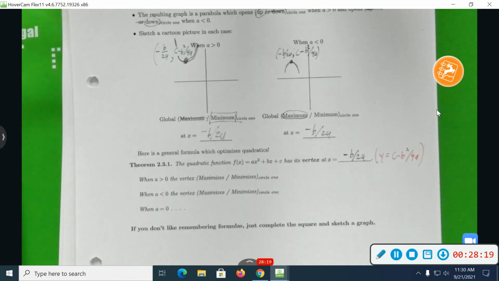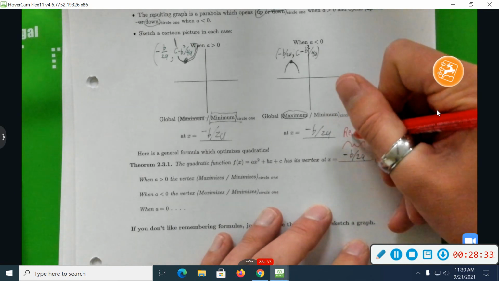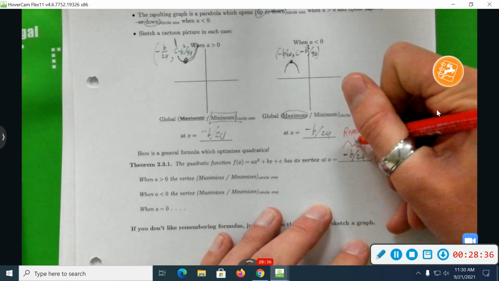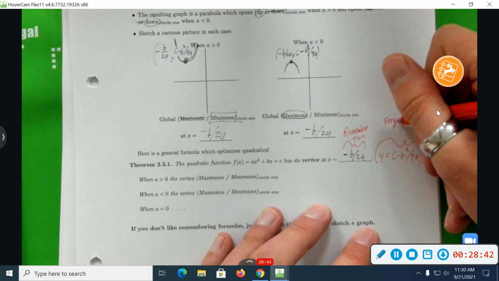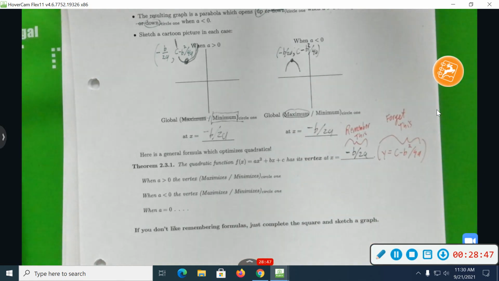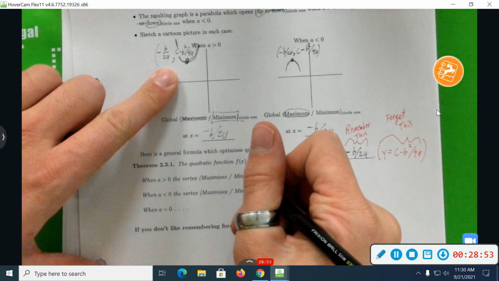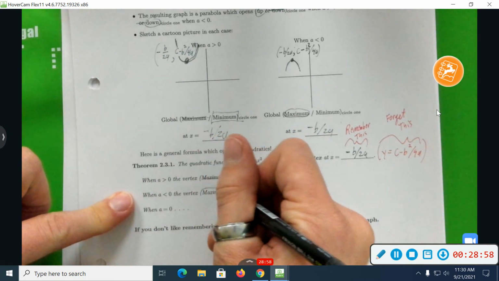But in any given problem, if you want to remember how to find the x-coordinate of the vertex, you can find the y-coordinate by just plugging in the x value you found. So there's no need to remember the y-coordinate of the vertex. You can re-get it once you know the x-coordinate. When a is bigger than 0, the vertex minimizes. When a is less than 0, the vertex maximizes.